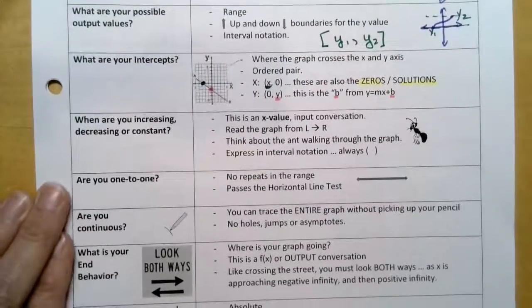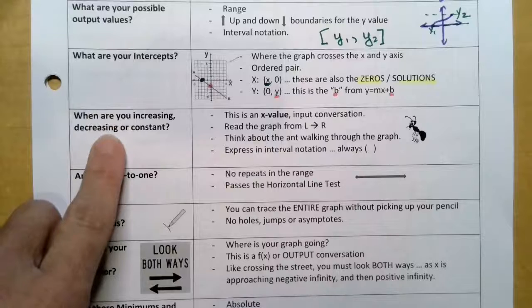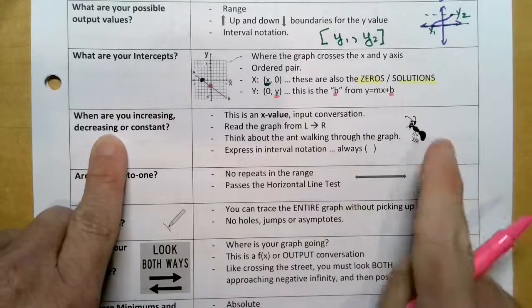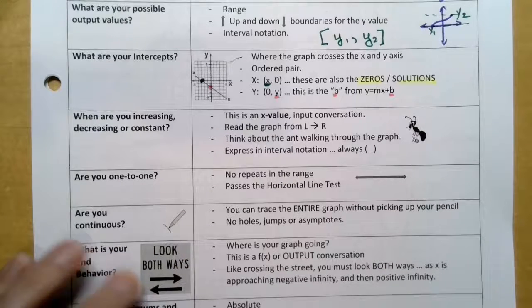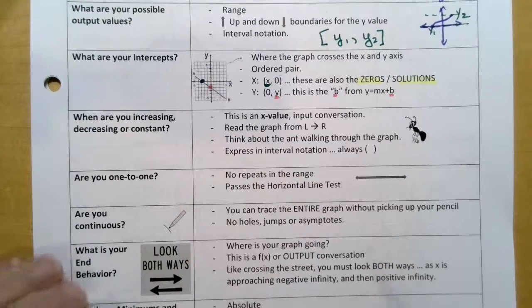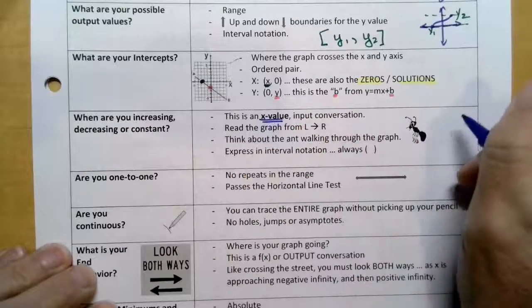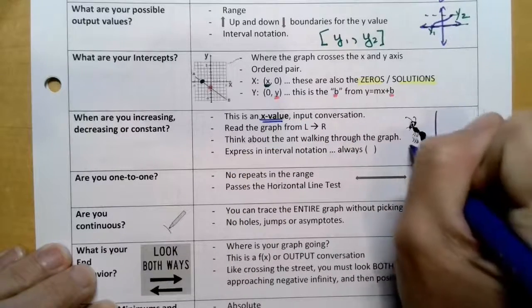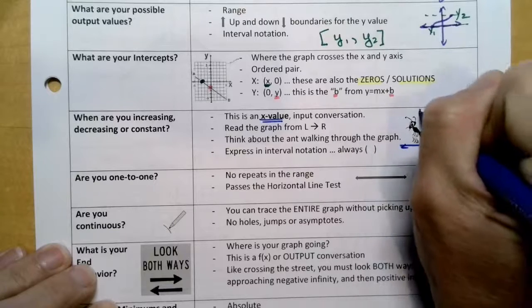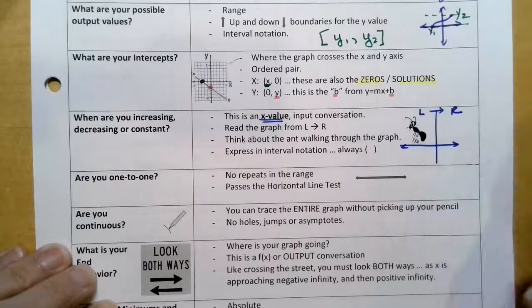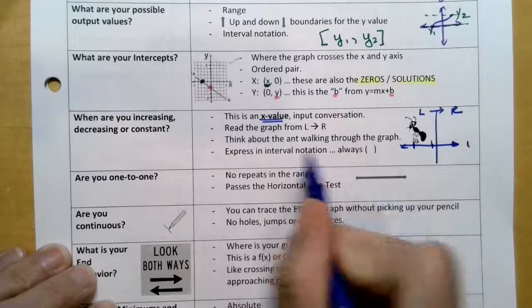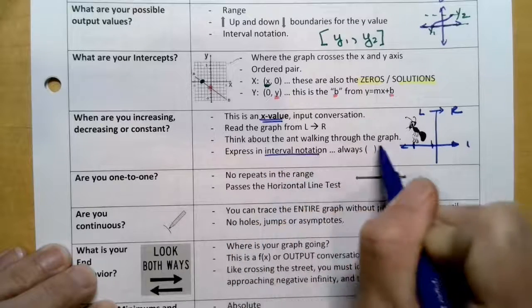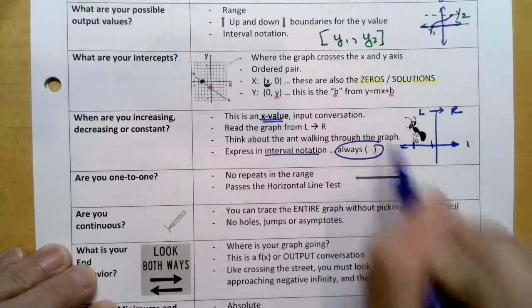When we talk about whether or not a graph is increasing or decreasing or constant, this was our conversation about where our ant was traveling. And we want to make sure that we remember that this is an x value conversation. As the ant travels left to right across our graph, what x values is he increasing, what x values is he decreasing, and then where he goes. And we always talk about it in interval notation, and we're always going to use parentheses.